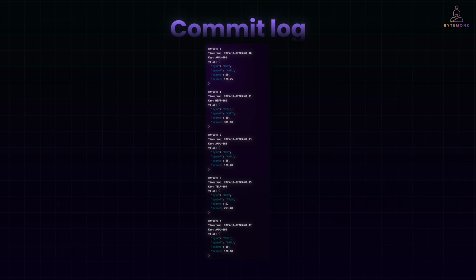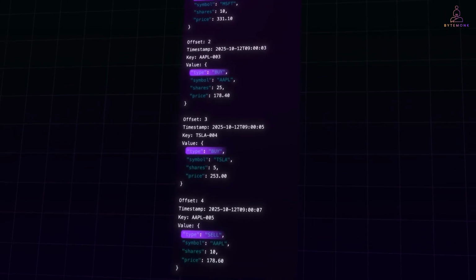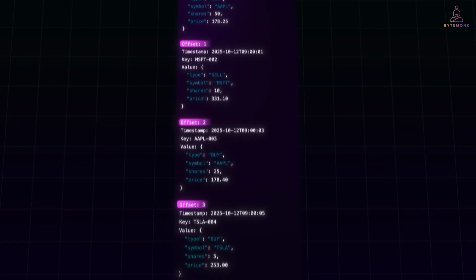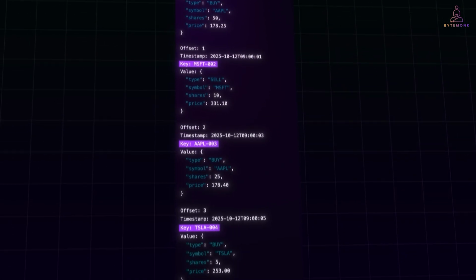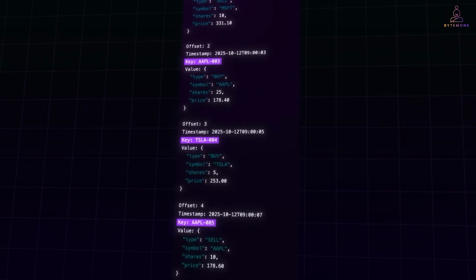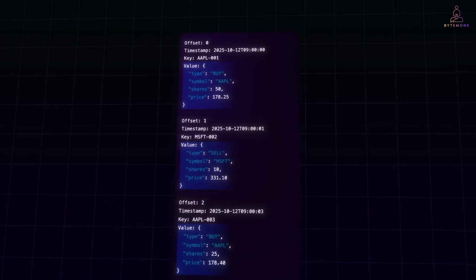A commit log is simply an ordered record of all events, stored sequentially. Each new trade event, buy or sell, gets appended to the end of the log. The offset is like the line number in this notebook. It never changes. The key can represent a unique identifier, such as a stock symbol or transaction ID. The value holds the actual trade data in JSON format.